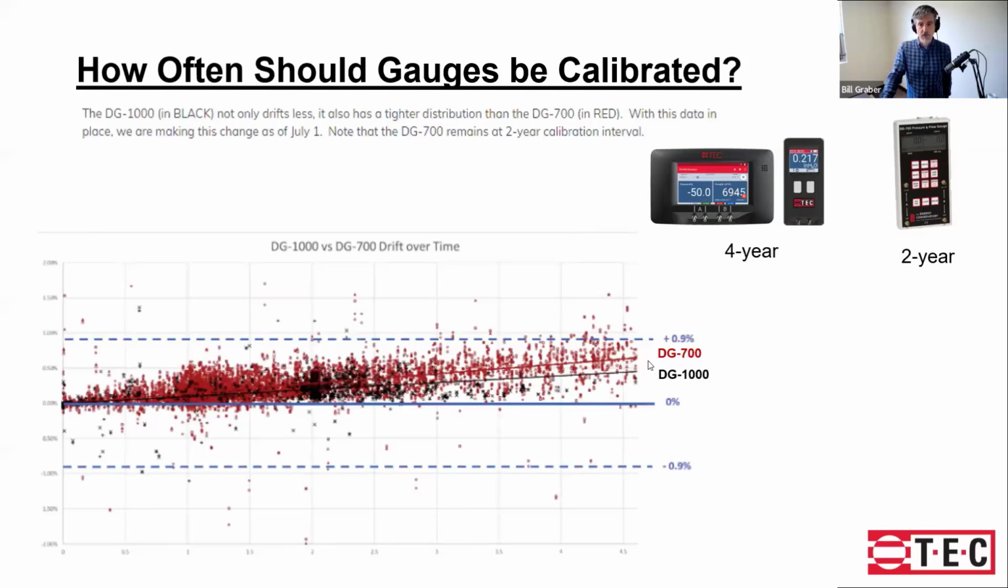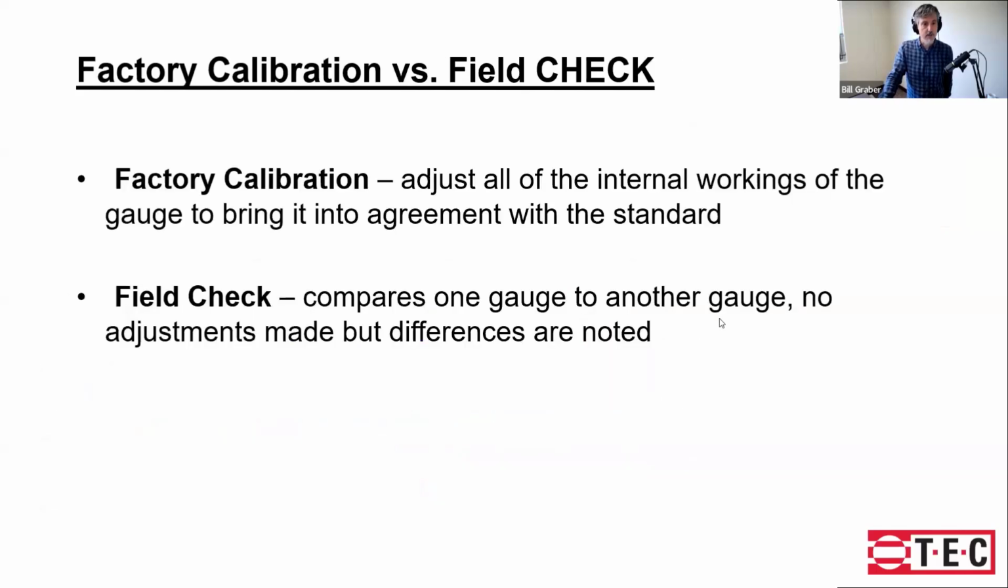And this was the first 4 years. It drifts at about half the rate of a DG700. It's shown in red, DG1000 in black. Based on some updated designs, we get a lot more stable reading and less drift over time. So that's one of the benefits of the DG1000.